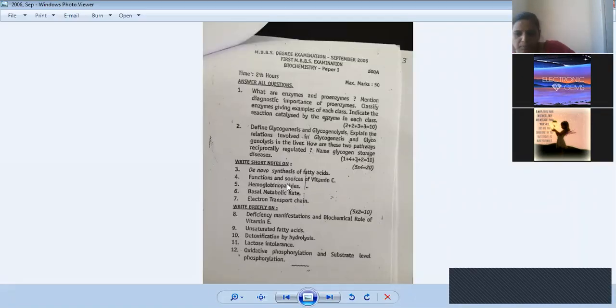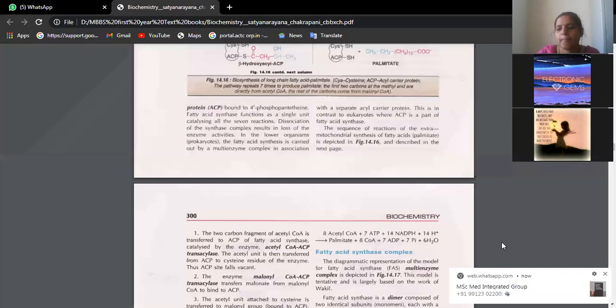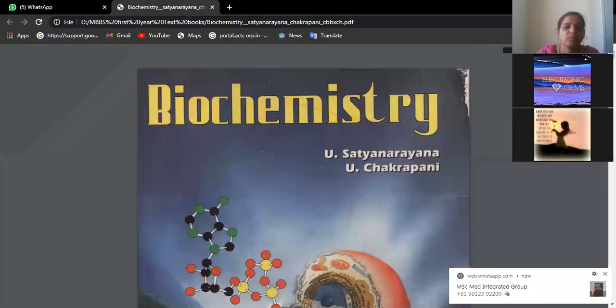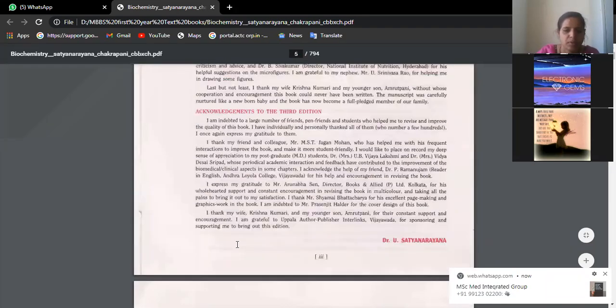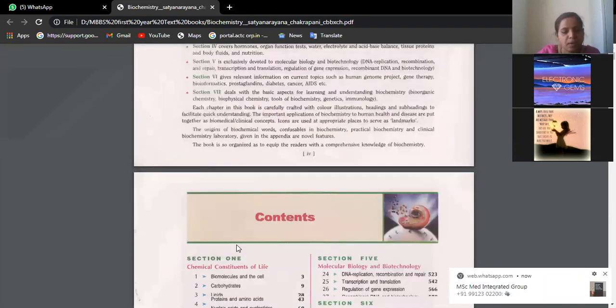Functions and sources of vitamin C. Sources are quite easy. What are the sources? Citrus fruits. Citrus fruits, okay.